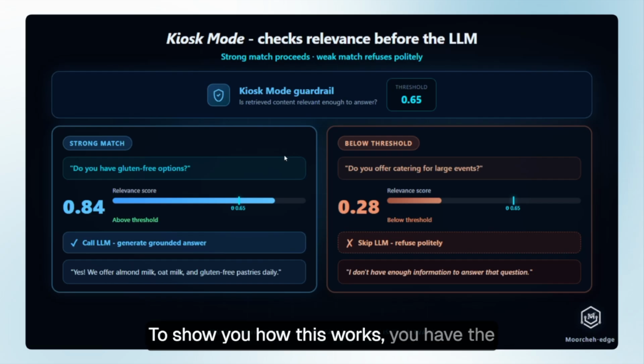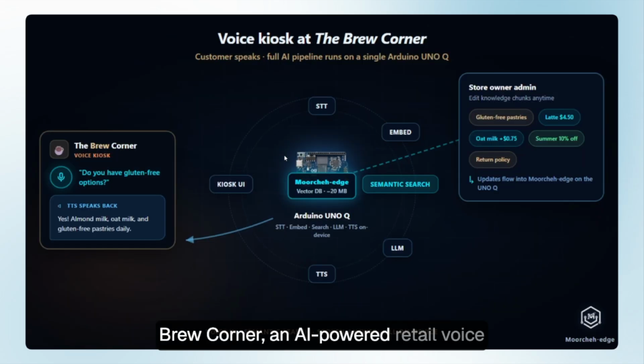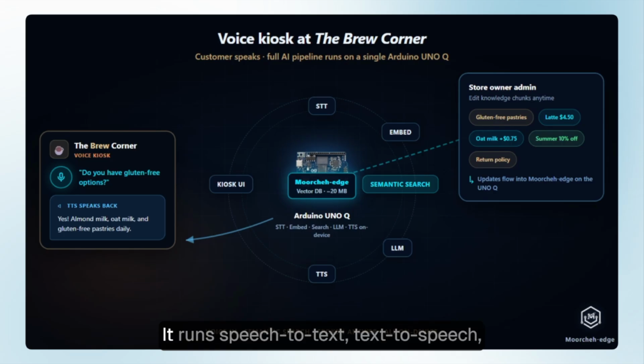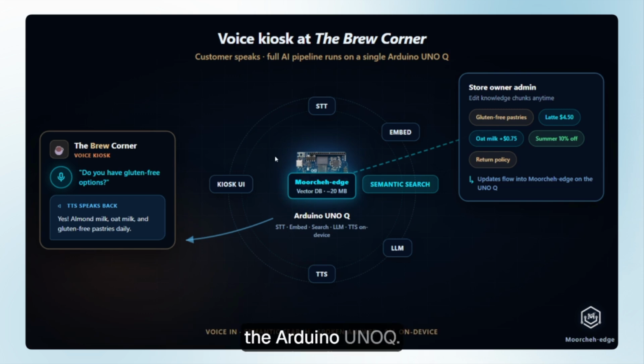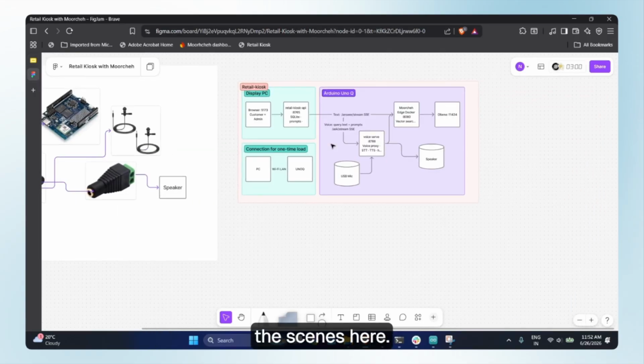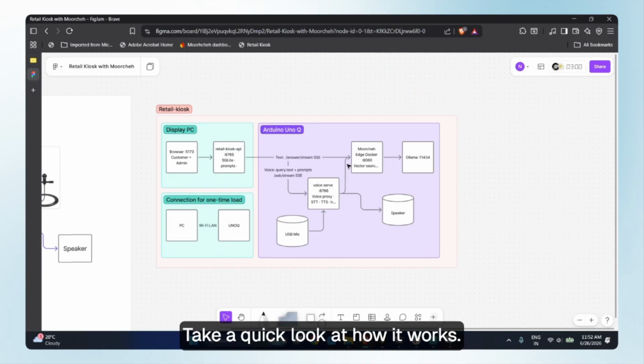To show you how this works, you have the Brew Corner, an AI-powered retail voice kiosk that runs entirely on Arduino UNO Q. It runs speech-to-text, text-to-speech, the LLM, the embedding model, and the kiosk UI all on the compact 4 GB RAM of the Arduino UNO Q. Let's talk about the architecture behind the scenes here. Take a quick look at how it works.